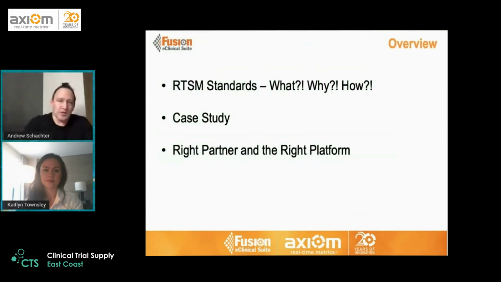So what are we going to talk about? We're going to talk about RTSM standards. What are they? Why would we do them? How would you go about creating them? We're going to walk you through a case study on what they're all about and how we get there, and talk a little bit about the importance of how do you deliver the right RTSM solutions, and therefore related to that, how do you find the right partner and the right platform? What are the key questions to ask and to turn over when you think about getting randomization or inventory management done right?